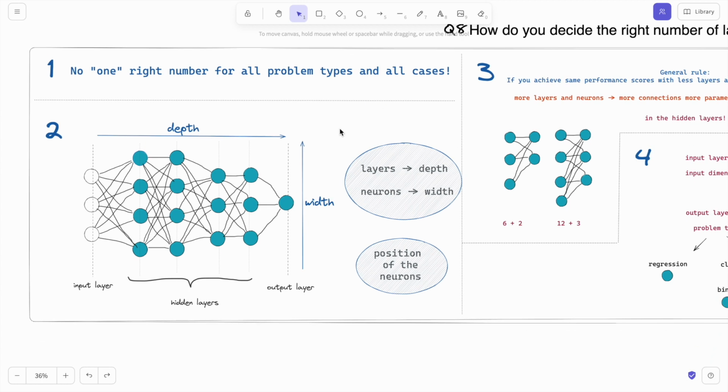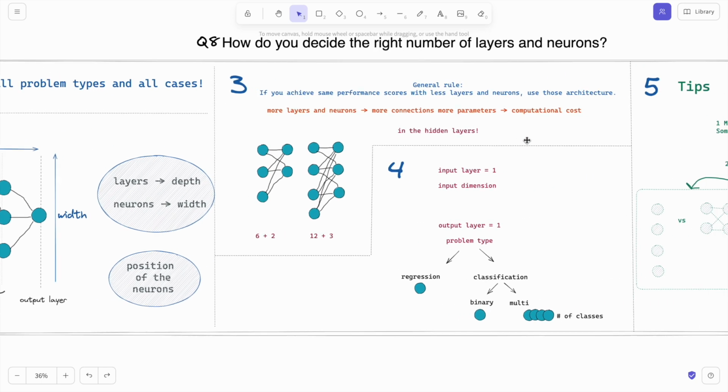Before elaborating the answer, I want to remind a couple of things. Let's look at the architecture of a neural network. As you see, we have one input layer, one output layer, and hidden layers. If you increase the layers, you will increase the depth of the model. And if you increase the number of neurons in the layer, you will increase the width of the model. You should keep in mind that more layers means deeper, more neurons means wider, and the position of the neurons is also important. When I say position, I mean the layer position. For example, this neuron in the output layer, this neuron in the hidden layer, and this neuron in the input layer.